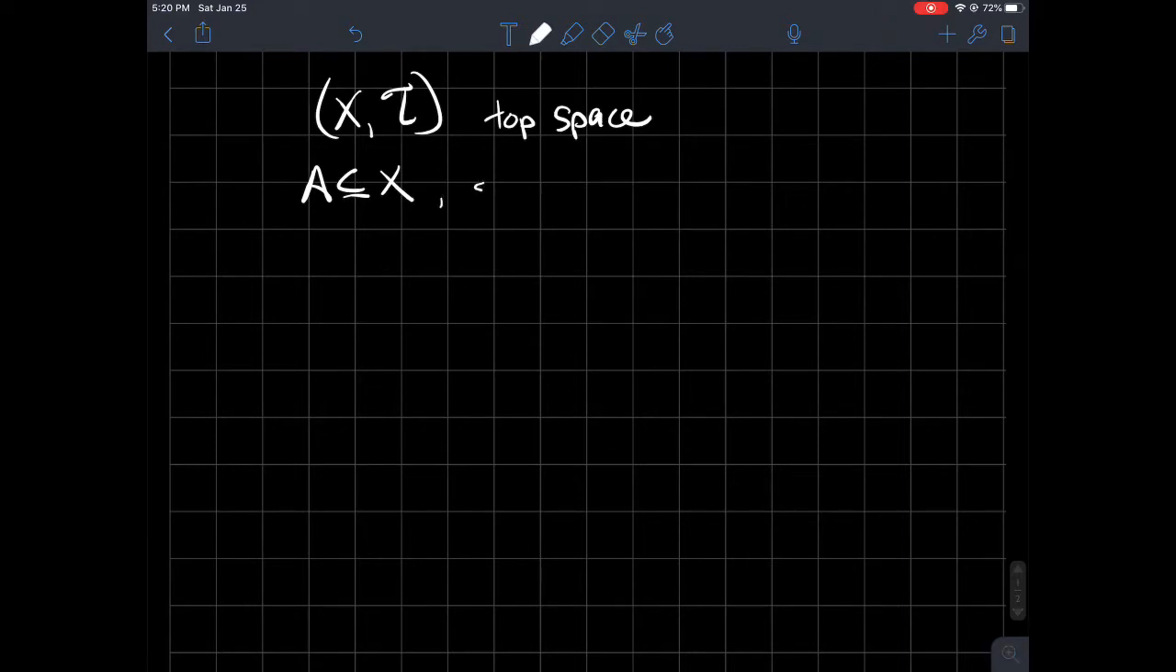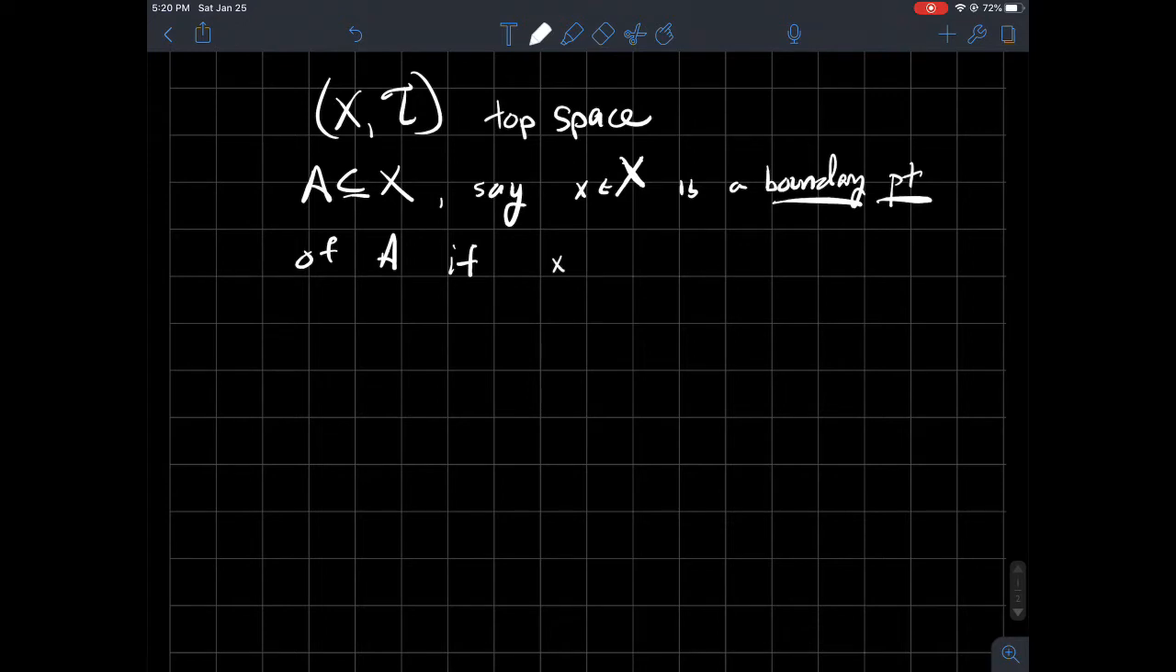And so we would say some point x that's in the whole space, in big X, is a boundary point of our subset A. So our new fancy word for this video is boundary point of A. The definition of this is provided that x is simultaneously in the closure of A. And remember, this is the smallest closed set that contains A.